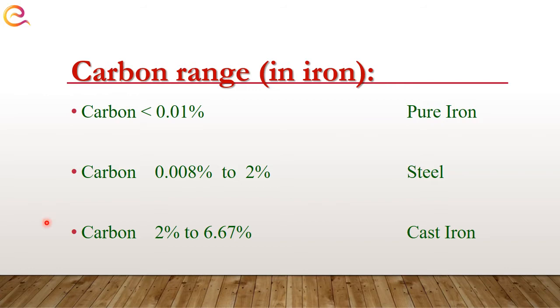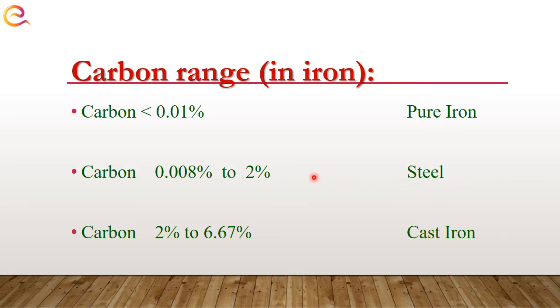In our previous sessions, we have seen this slide in which we studied the classification of materials according to the percentage of carbon present in iron. If the percentage of carbon present in iron is less than 0.01%, then we can call that material pure iron. Then if the percentage of carbon ranges between 0.008% to 2%, then that material can be called steels.